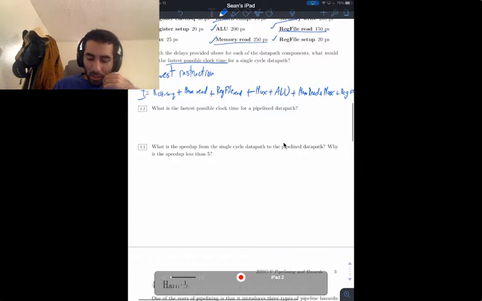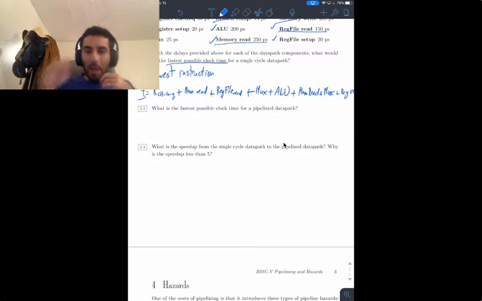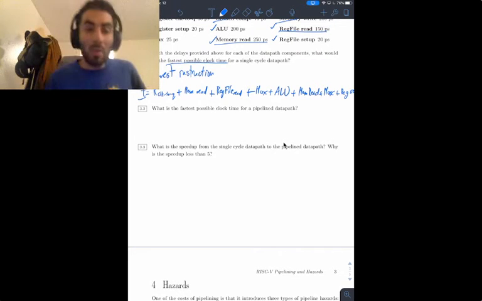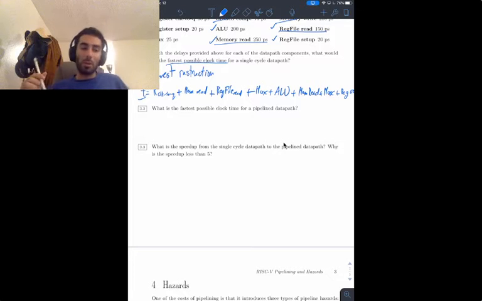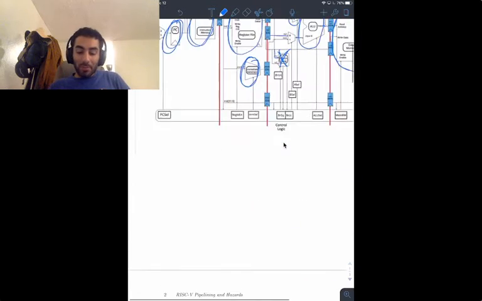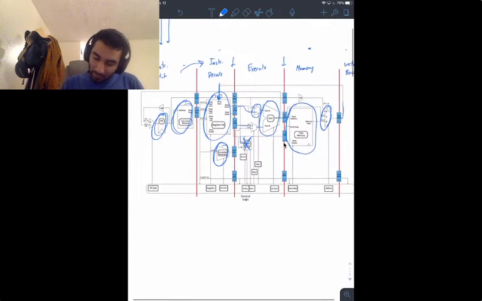What is the fastest possible clock time for a pipeline data path? For this case, between each clock tick, it's not the entire data path that we're going through. Between each clock tick, it's whichever stage takes the longest. So now we can just look at each stage, right?